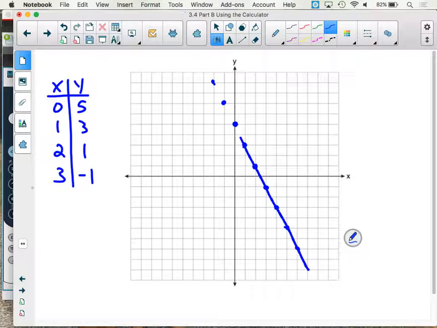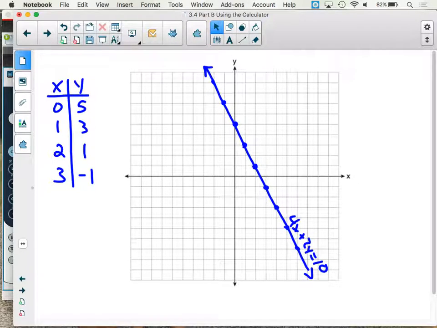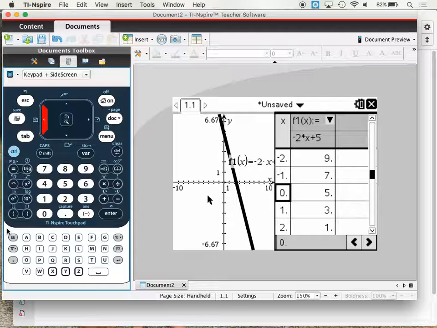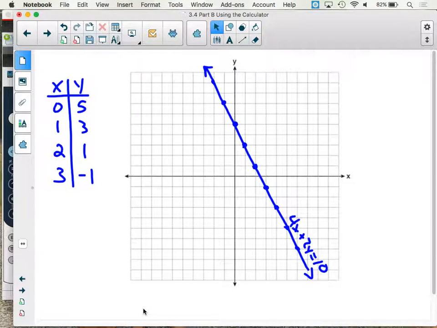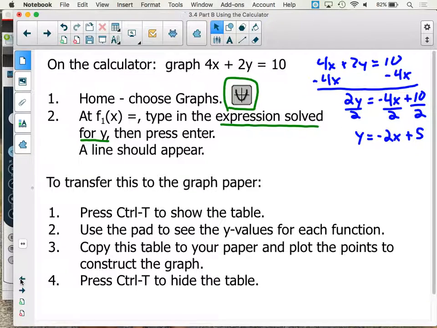You'll use a straight edge to draw a nice line there. We'll label it 4x plus 2y equals 10. Perfect. Or you could use the label y equals negative 2x plus 5. Either one is good. To get rid of the table, press Control T again, and your table is gone. So back here real quick, you see some of the steps to transfer to the graph paper, how to get your table of values, how to hide the table as well.